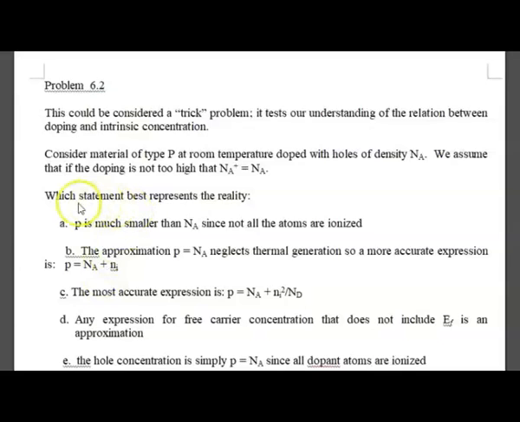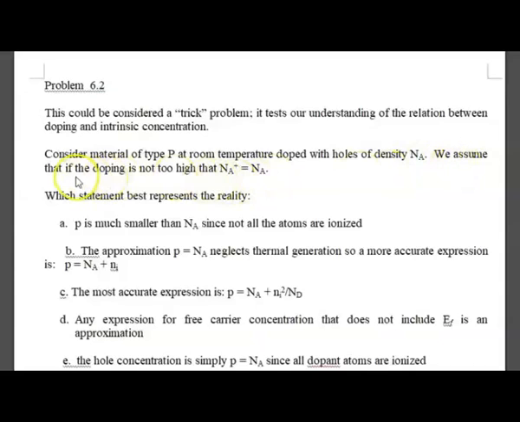The problem asks which statement best represents reality. Reality in this case is the reality that we have here in the problem statement. We have a material of p-type, let's say p-type silicon, and it's doped with holes, obviously, that's why it's p-type, of density Na. So in other words, we ion implant boron into the silicon lattice at a density of Na, 10 to the 15th, 10 to the 16th, whatever it is.